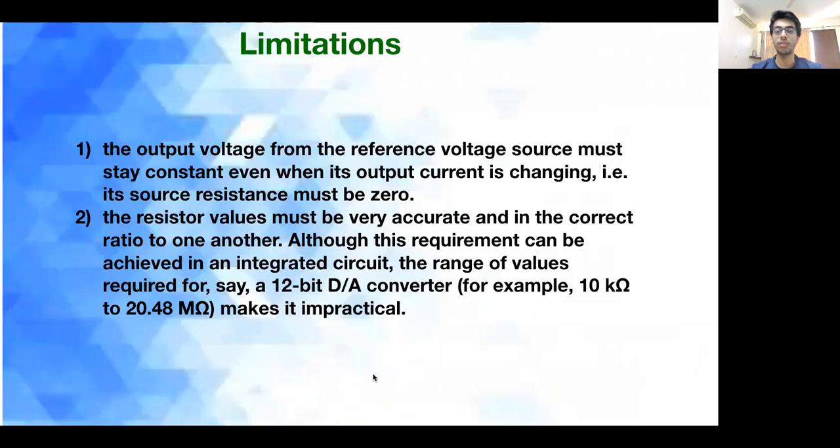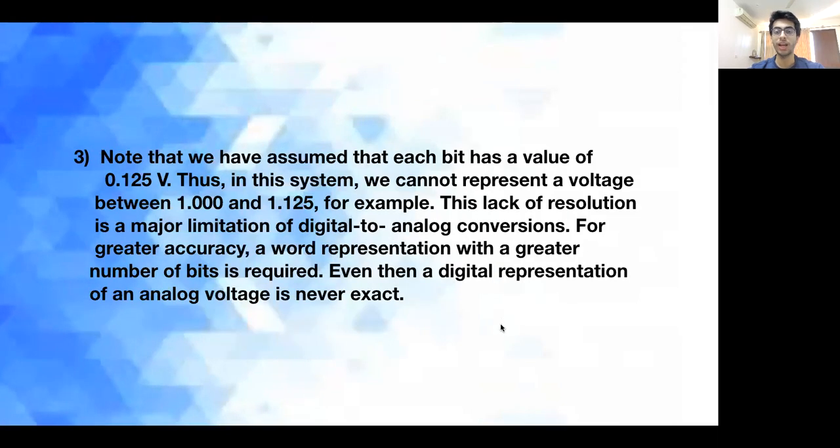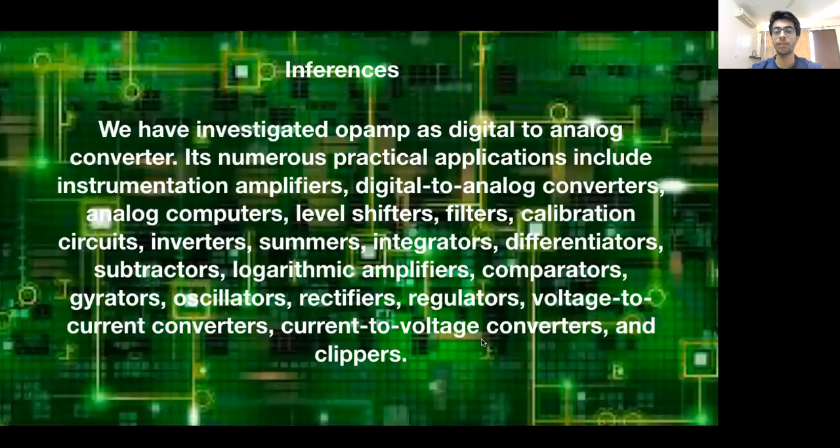The limitations are that firstly, the output voltage from the reference voltage source must stay constant even when the output current is changing. Then also, it might be difficult to achieve the exact ratio 1:2:4:8 of the resistances. And for larger DACs, the ratio will extend from 1 to 2 to the power n. So if you have got 12 bits, 2 to the power 12 is 2048. So this wide range of resistances might be difficult to achieve. Also, there is a lack of continuity, lack of resolution. We aren't able to represent every voltage over here, since the gap of 0.125 is there, so voltages between 1 and 1.25 cannot be represented. So the digital representation of analog voltage can never be exact.